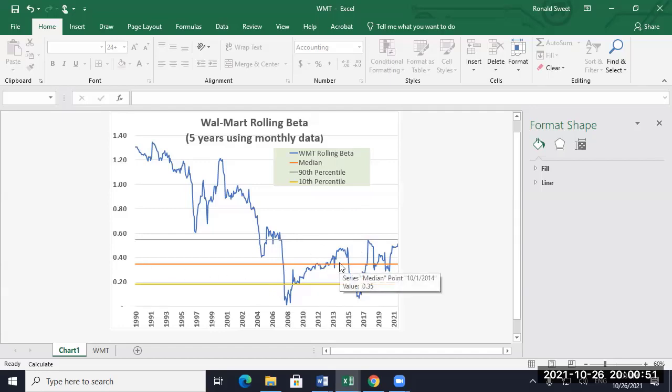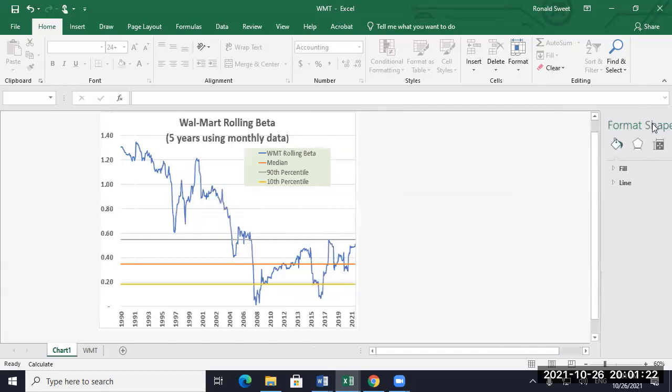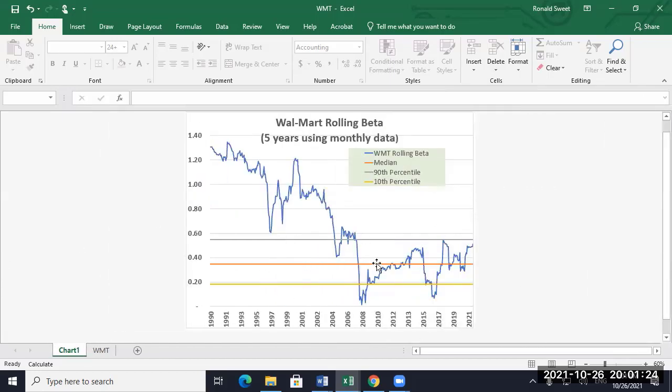I would never use that low of a beta for Walmart, but it certainly has been a very low beta firm. I might go as low as 0.5 for Walmart based on these numbers. My absolute low would be 0.4; 0.3 just seems ridiculous. And I'd probably go as high as 0.7 on this firm. But I can't justify it from the chart.